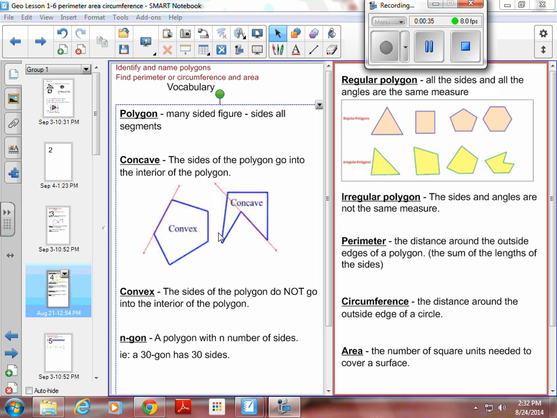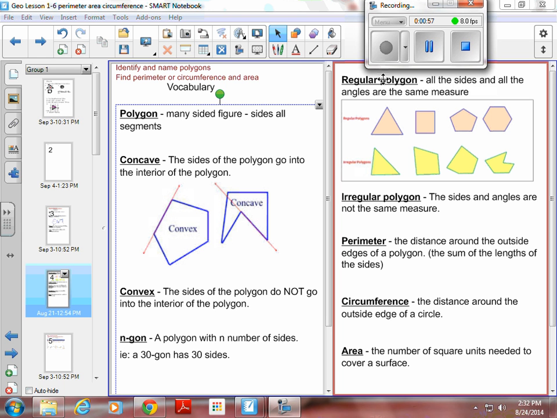Concave, basically it makes a cave here. That's the way I think of it. Convex does not make a cave, but concave makes a cave. There you can read the definition as written. An n-gon is a polygon that's got n number of sides, so a 20-gon would be a 20-sided figure. A 54-gon has 54 sides.